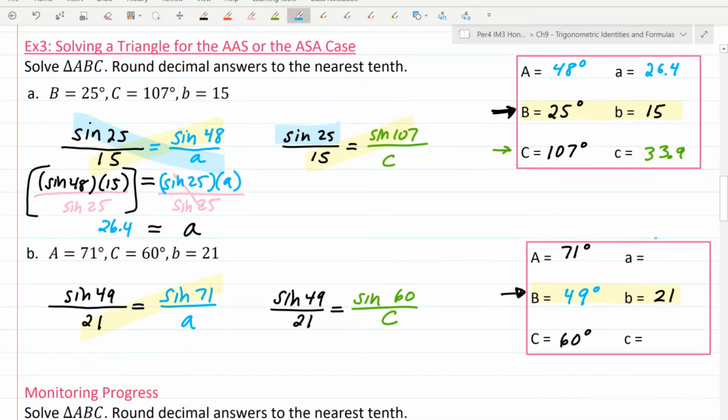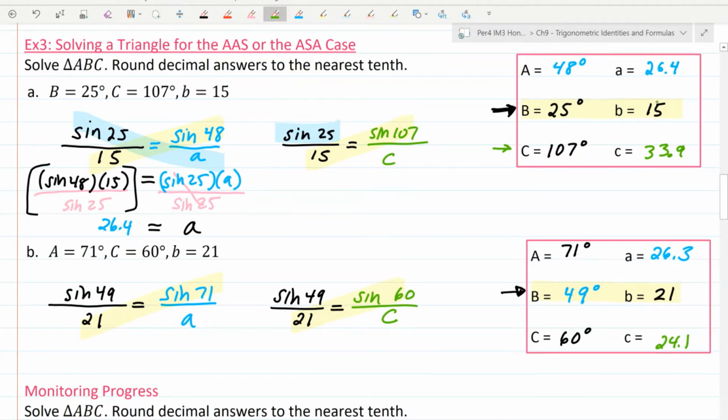That should give you 26.3. Very similar to the last question. I almost thought I was doing it wrong for a second. And then same thing here, you're going to multiply these two together and divide by sine of 49. You should have 24.1. These values are much more closely related because these angles are much closer to each other. They're only like 10 degrees apart from each other. So these numbers are very close together as well. Where here, there's a big discrepancy between the angles, so also between the sides.